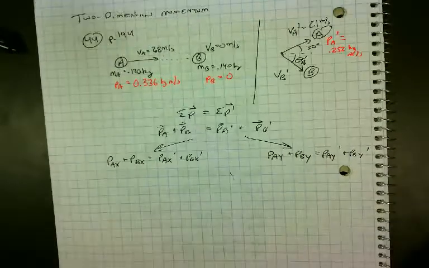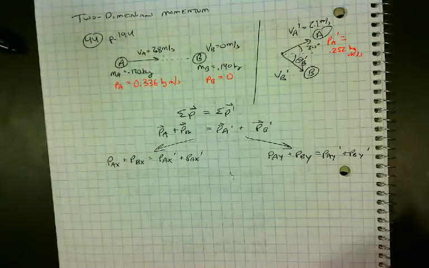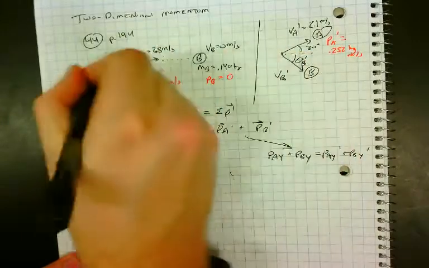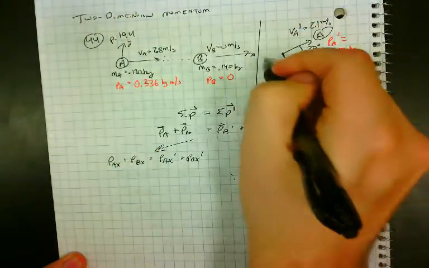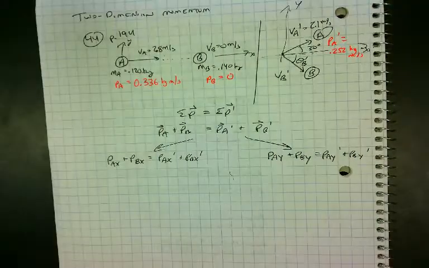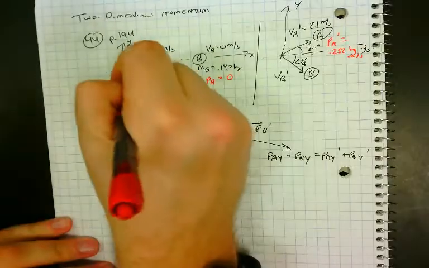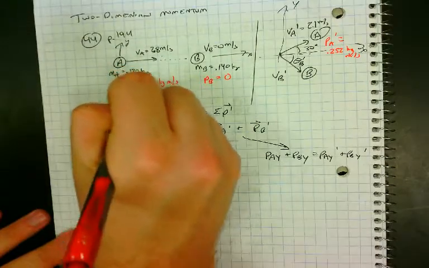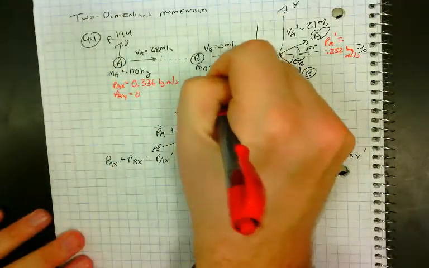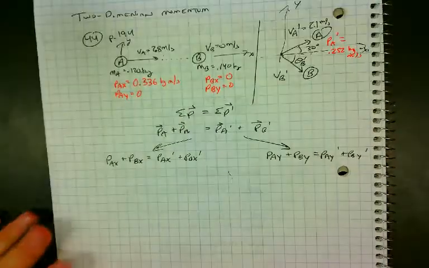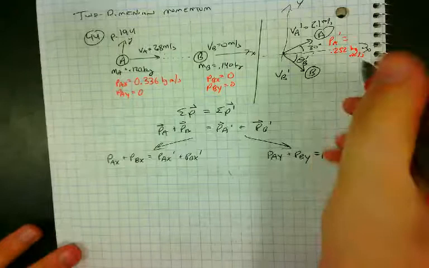This is actually helpful too, because it wants us to treat this as the x-axis going this way. So here's our x-axis. We could say that PAX is all in that direction and that PAY is 0 because it's not going up and down. Likewise, PBX is 0 and PBY is also 0. Okay, how are we going to do that here, though?